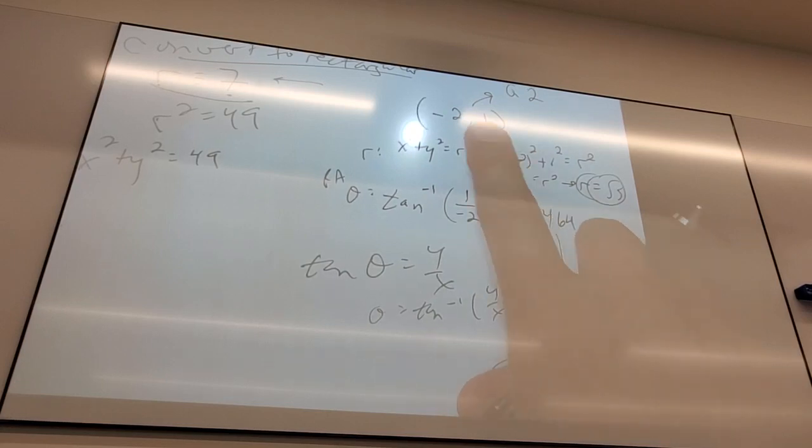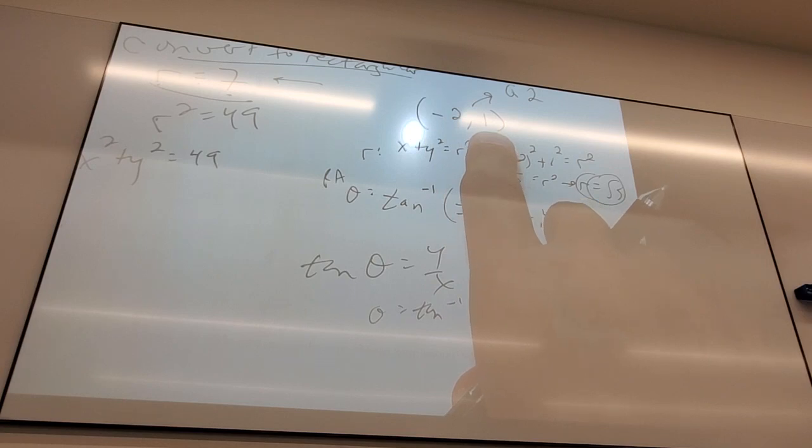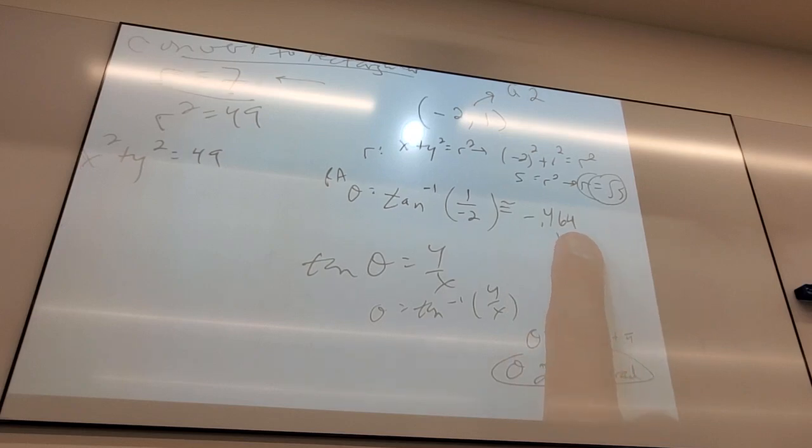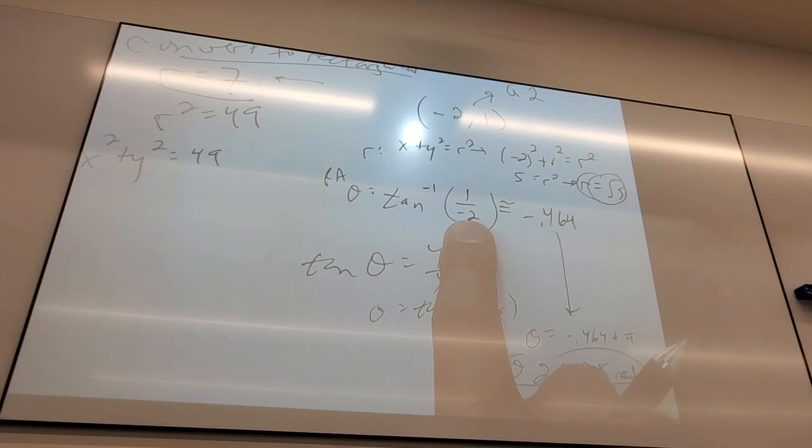Real quick, if this would have been 2, -1, what quadrant would that be in? Quadrant 4. I could have stopped here then, because this would have been the exact same work. Do you understand? It would have still been -1/2. I would have still gotten this, but it would have been the right angle. I could have stopped.